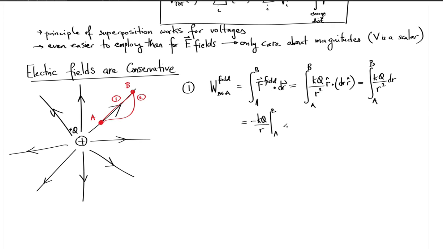Evaluated in A and B. So we'll call those positions, so it'll be kQ over r sub A minus kQ over r sub B. And in order to switch, because it was a minus kQ, it would be minus kQ over r, right?